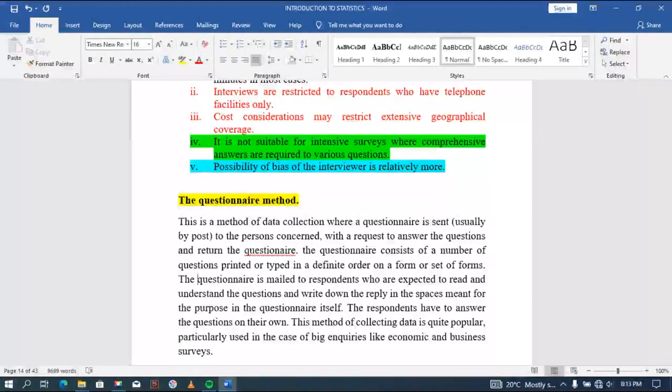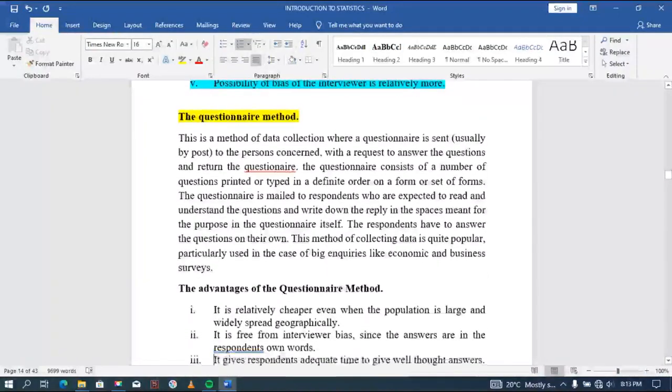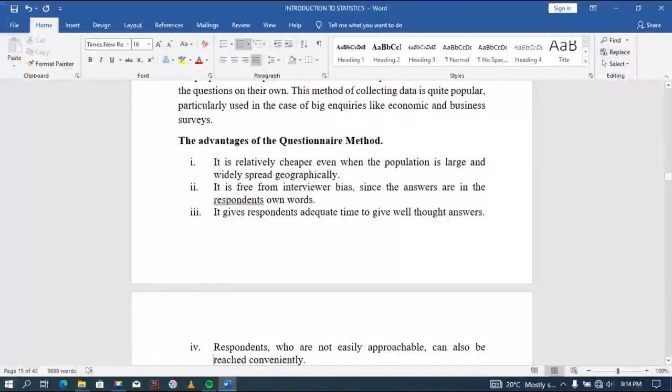These respondents, of course, have to answer the different questions on their own. And it is a popular method of collecting data, particularly used in case of big inquiries like economic and business surveys. So we find that questionnaires are commonly used in business surveys, economic surveys, and so on. So we have some advantages possessed by this method. Some of the advantages of the questionnaire method. One, it is relatively cheaper even when the population is large and widely spread.